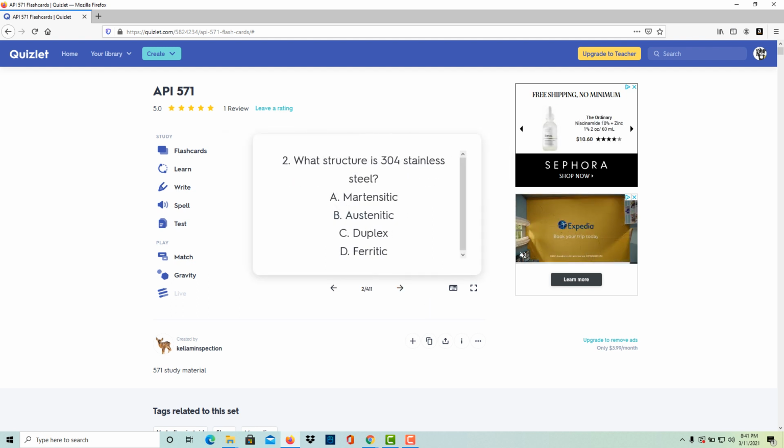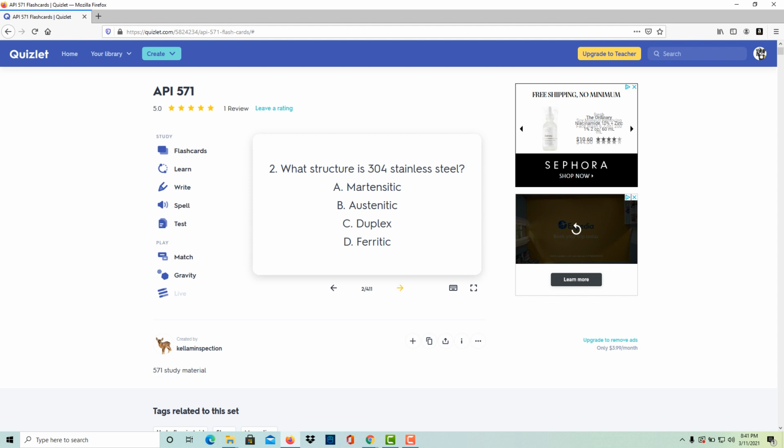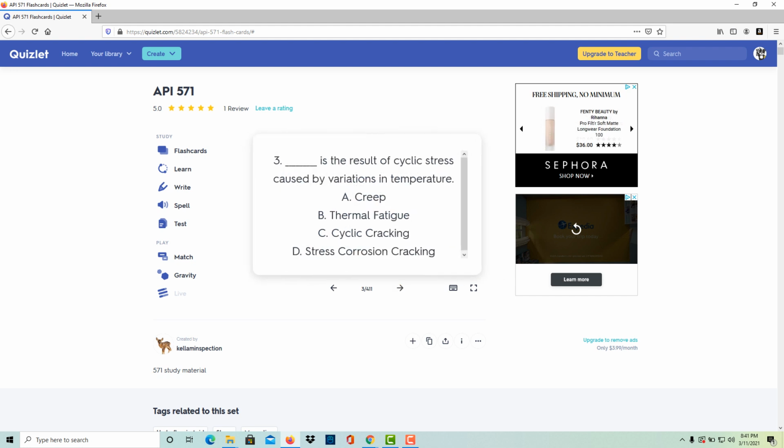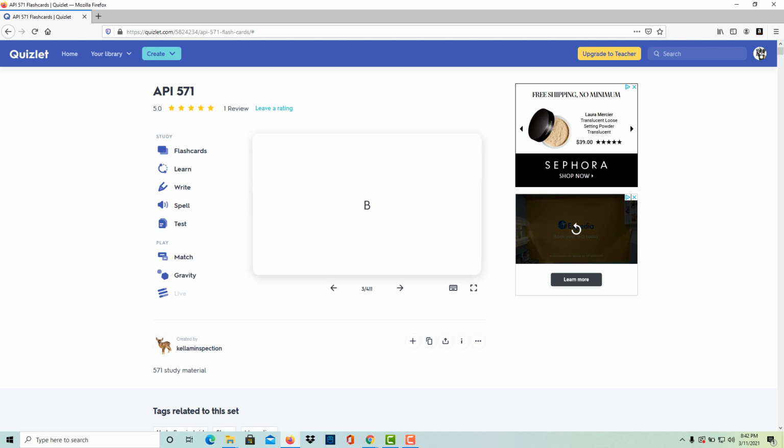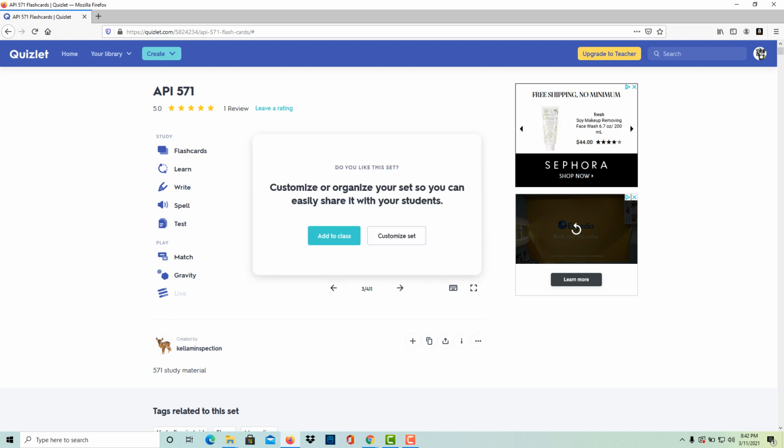What structure is 304 stainless steel? I want to say austenitic, B. Yes, 304 stainless steel is austenitic, B. Blank is the result of cyclic stress caused by variations in temperature. Let's see here. Thermal fatigue, B. Okay.